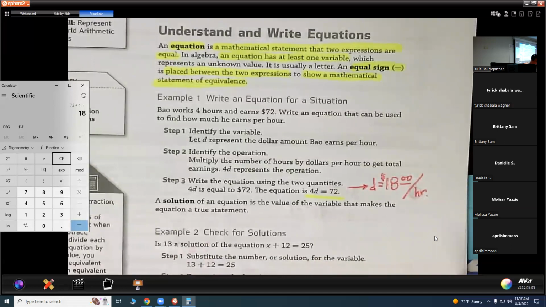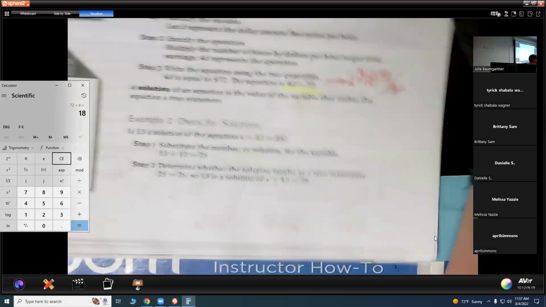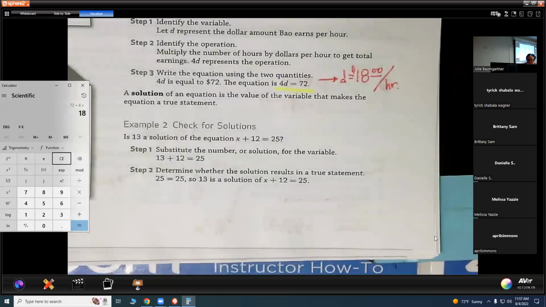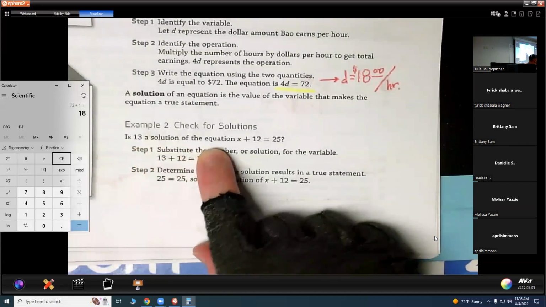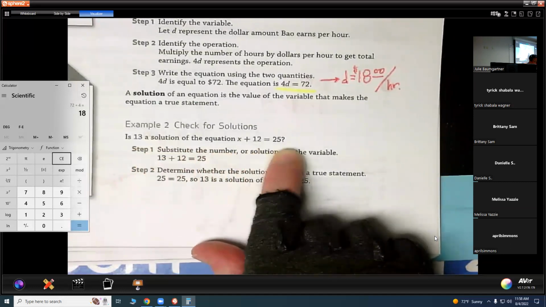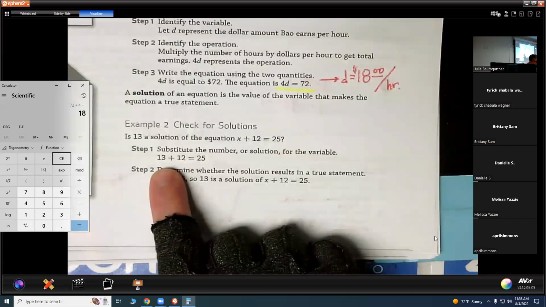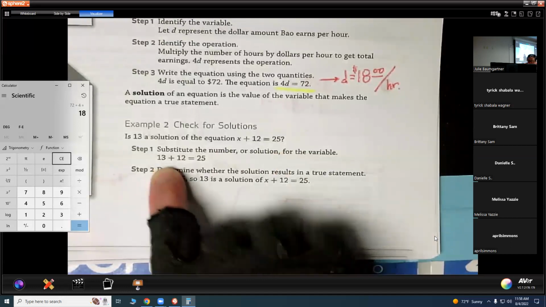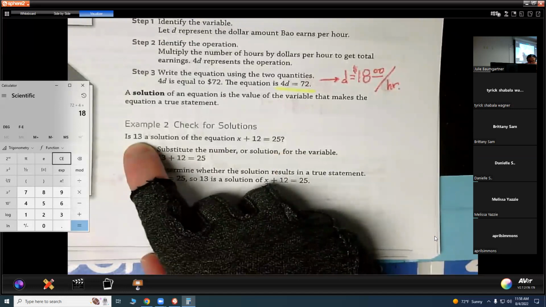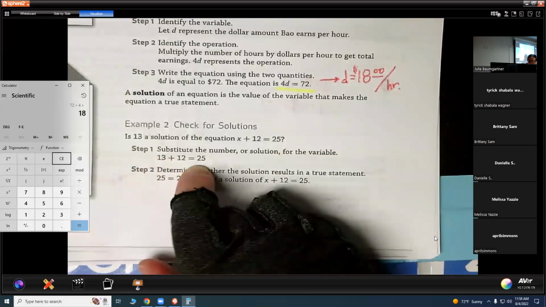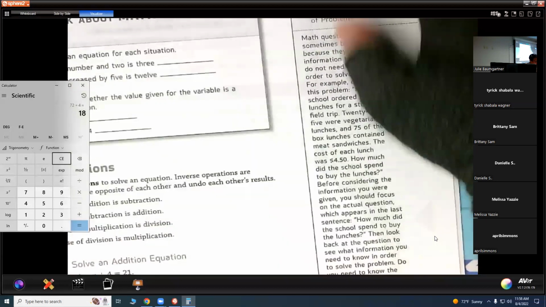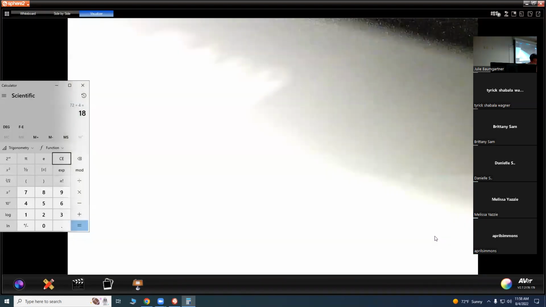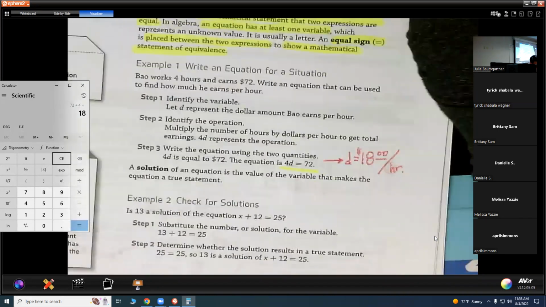All right, so kind of similar to what we did when we were evaluating expressions, you might see something like, is 13 a solution of the equation x plus 12 equals 25? So you do that same substitution step. We're saying, if x equals 13, is this true? So I guess we're supposed to know yes.